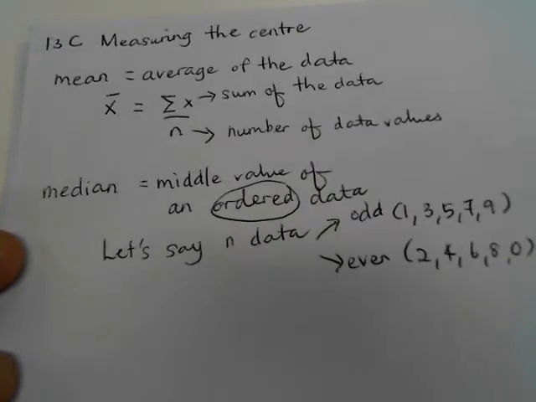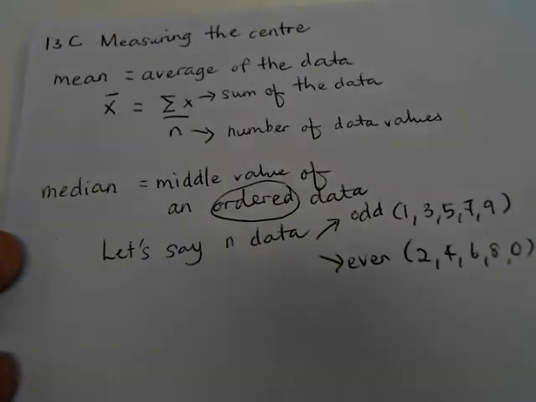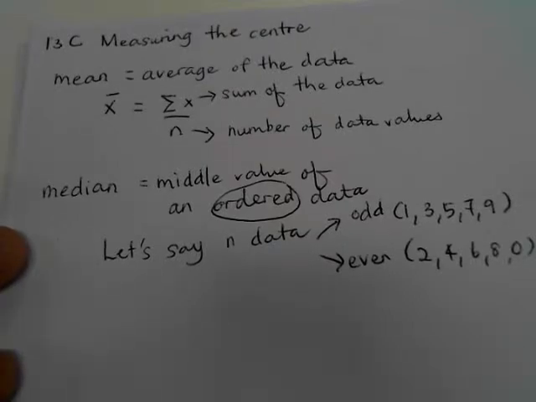Sometimes what they like to do is they like to mix up the data and put 100 before, then 60, then 25, then 70. So you need to arrange them according to an ascending order. All right, that's the median.